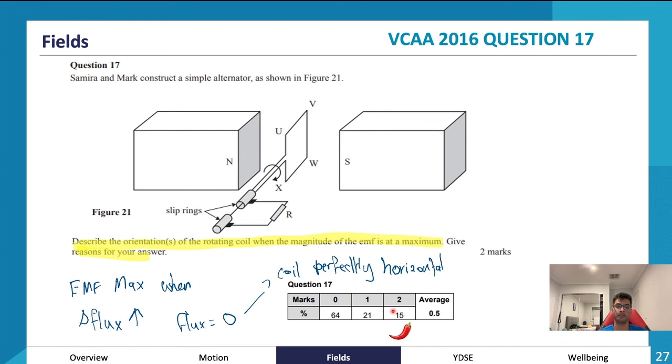Something along those lines, if you can say this in a proper sentence or a proper dot point, you'll be fine. So if I were to answer this question, I'll be including Faraday's law. I would be saying that EMF is maximum when the change in flux is greatest. I can say EMF is equal to N delta flux divided by time. And so EMF is greatest when the delta flux is the greatest, and this will only happen when flux is equal to 0.